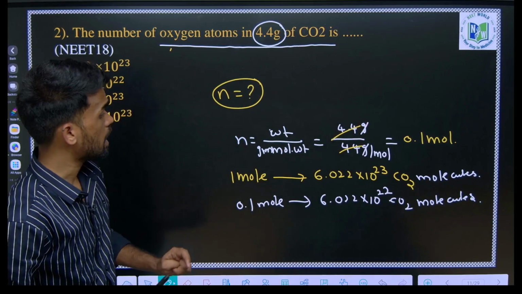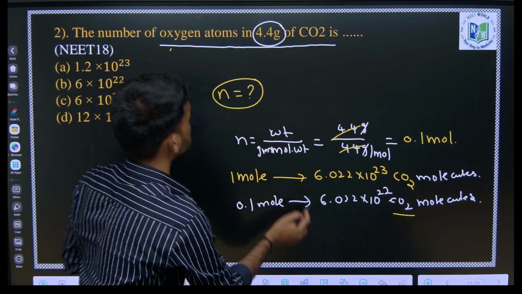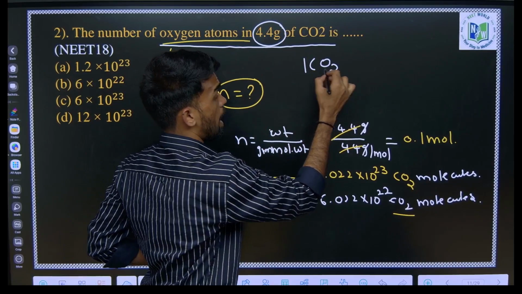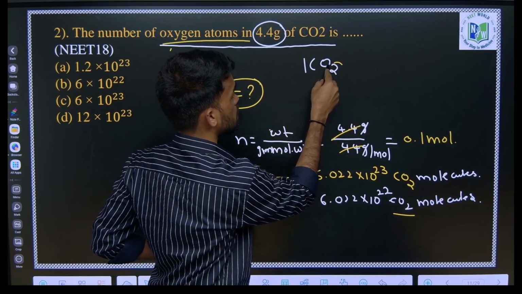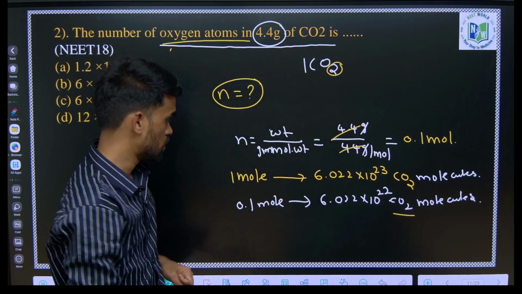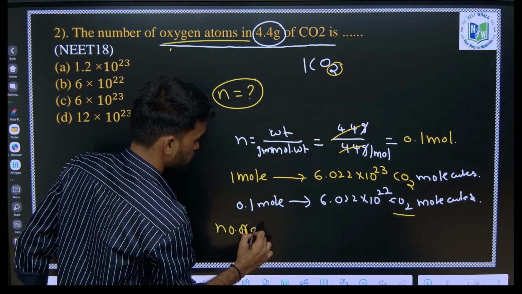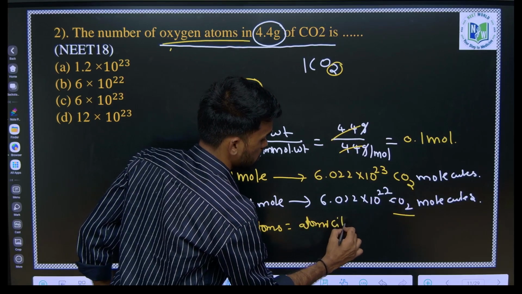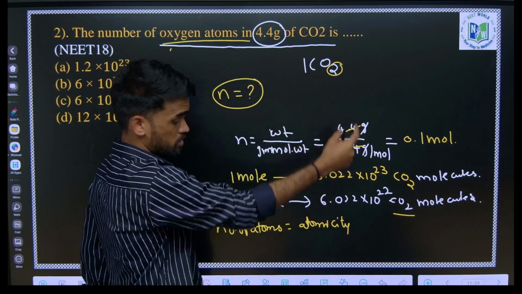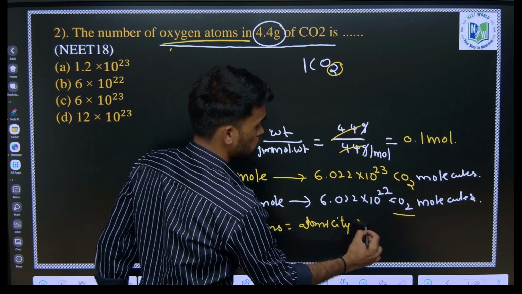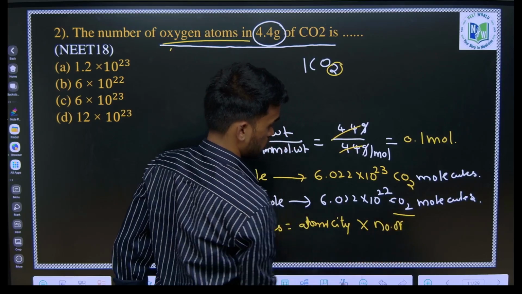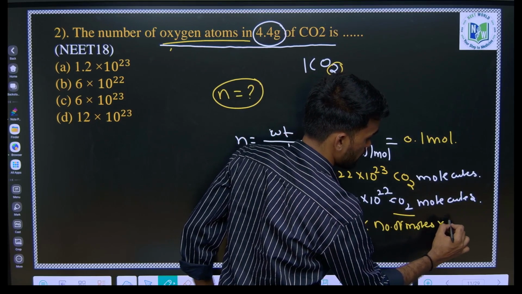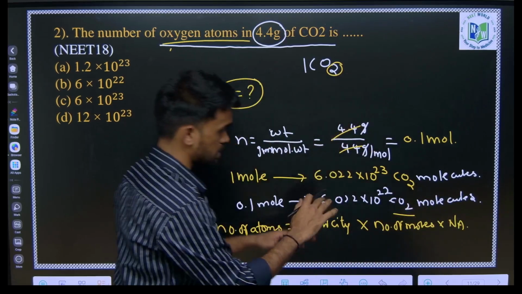So here they are not asking about CO2, but they are asking about oxygen atoms. So in one molecule of CO2, how many oxygen atoms are there? Here there are 2 oxygen atoms. That is what I told you, atomicity, right? What is the formula for number of atoms? Atomicity means how many of that particular atoms are there. So atomicity into number of molecules or number of moles into Avogadro number, that is NA. This is the general formula you can use here.